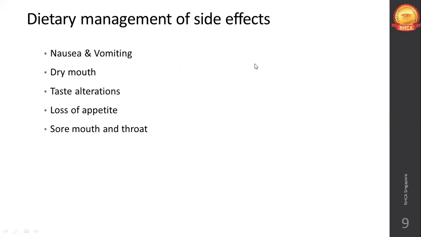Dietary management, when it comes to the side effects, this we have discussed just now. Dietary management, table 21.3: nausea, vomiting, dry mouth, taste alteration, loss of appetite, sore mouth, throat, swallowing problems, early satiety. This we have discussed just now. It's on page number 485, table 21.3. It's the same table you have to learn.